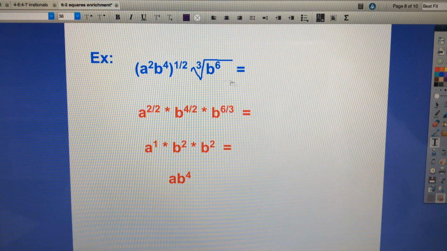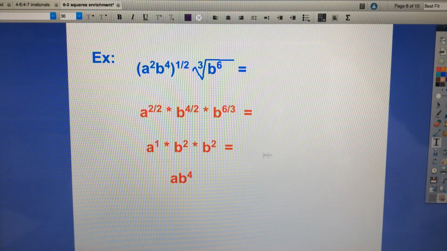All right, this looks like a big mess, but it's not. It's power to a power. 2 times 1/2, 2 over 2. 4 times 1/2, 4 over 2. b to the 6th over 3, 6 over 3. 2 over 2 is 1, 4 over 2 is 2, 6 over 3 is 2. a to the 1 power is a. b to the 2nd times b to the 2nd is b to the 4th. You add your exponents. This problem incorporates everything except negatives.